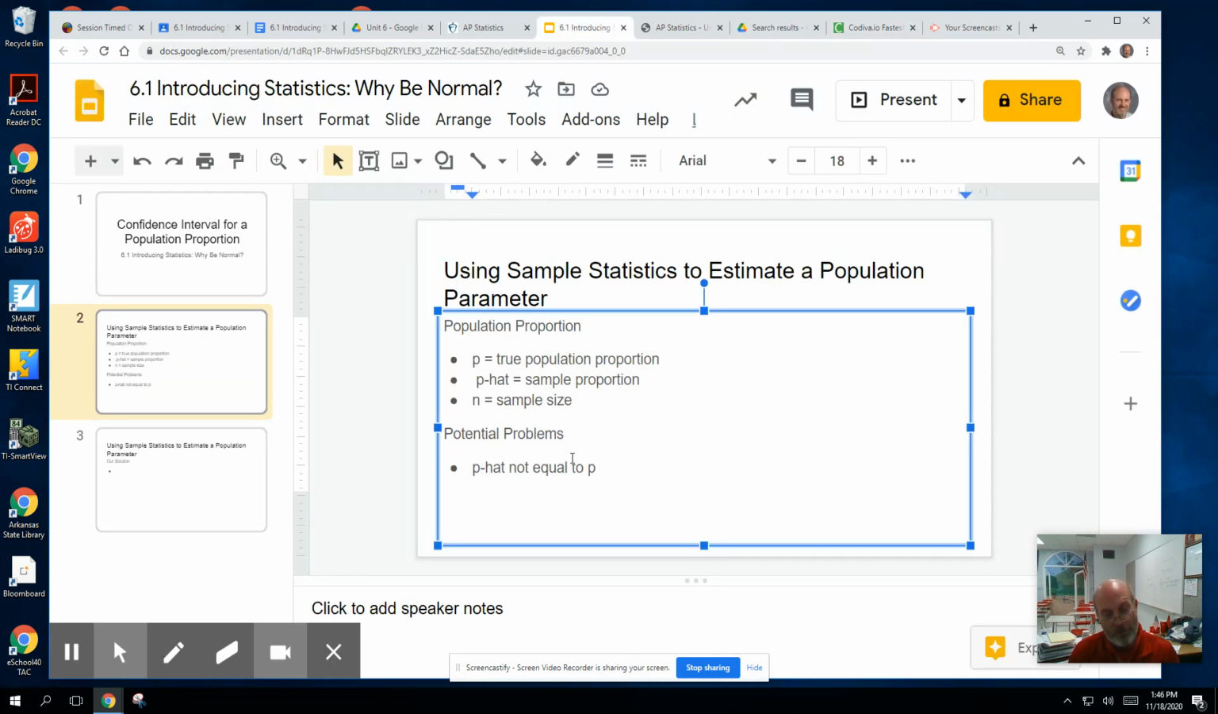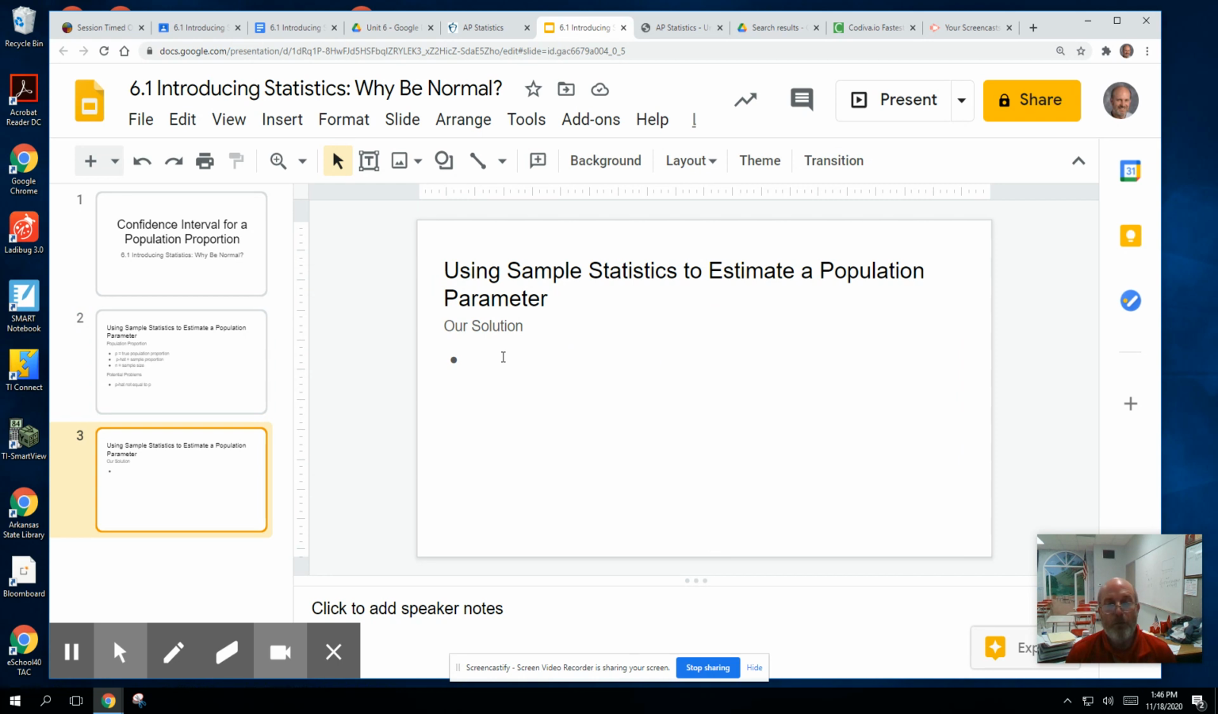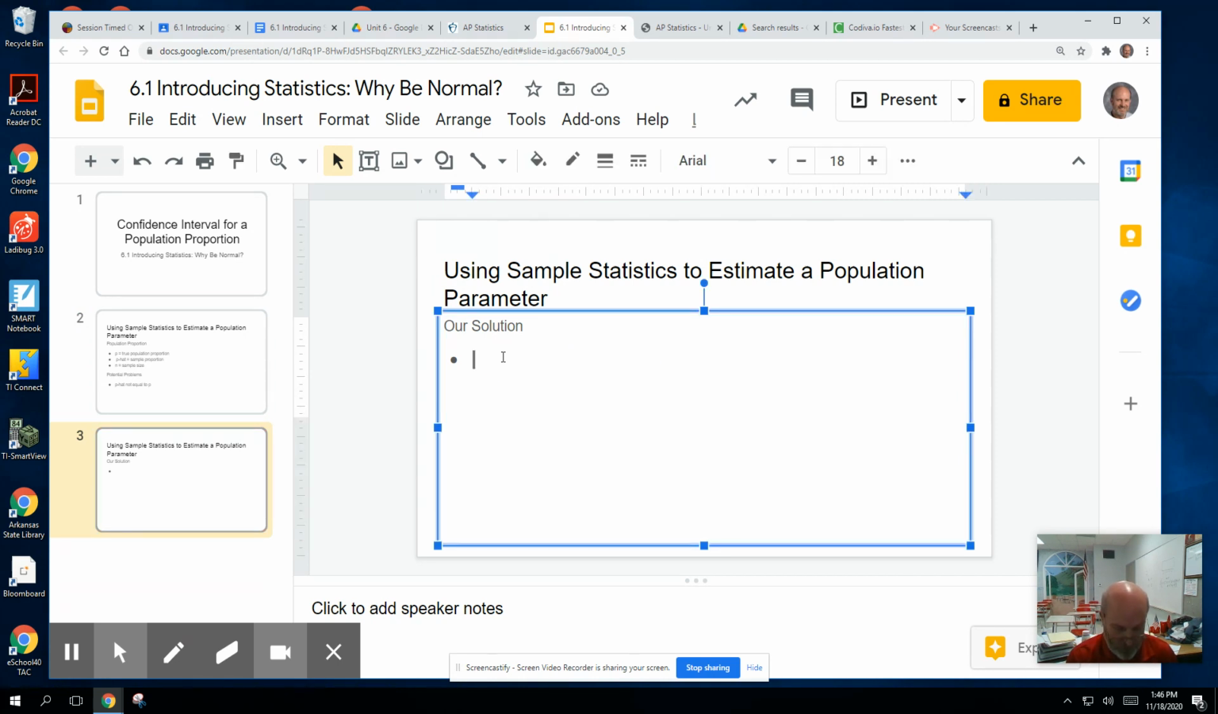We can use the sampling distribution like we saw in the last unit to calculate probabilities of getting those samples if the true population proportion is true. But we need a way to overcome the very real possibility that our sample proportion is not equal to our population proportion. The way we're going to do that is construct what we call confidence intervals.